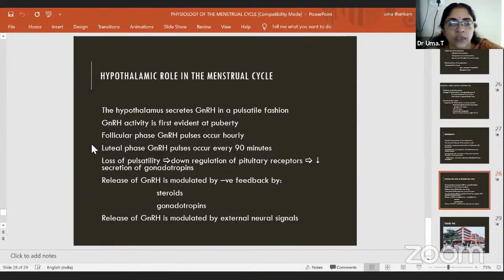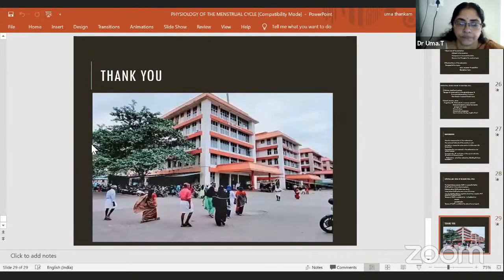Hypothalamic role in the menstrual cycle. The hypothalamus secretes GnRH in a pulsatile fashion, and this GnRH activity is first evident at puberty. Usually, the pulses are more towards night. In the follicular phase, GnRH pulses occur hourly, and in the luteal phase, every 90 minutes. Loss of pulsatility is mainly because of downregulation of the pituitary receptors, and it causes decreased secretion of gonadotrophins. Release of GnRH is modulated by negative feedback by steroids and gonadotrophins, and by an external neural signal.